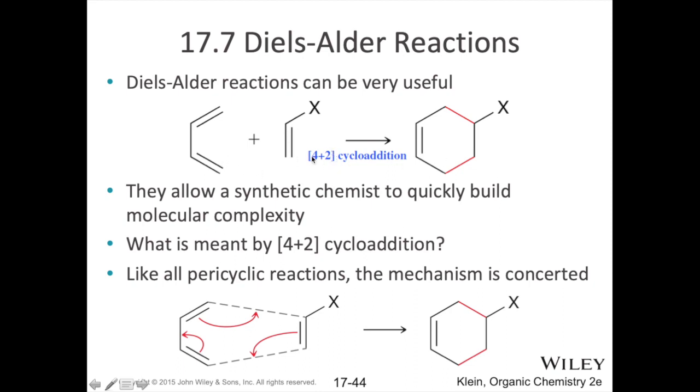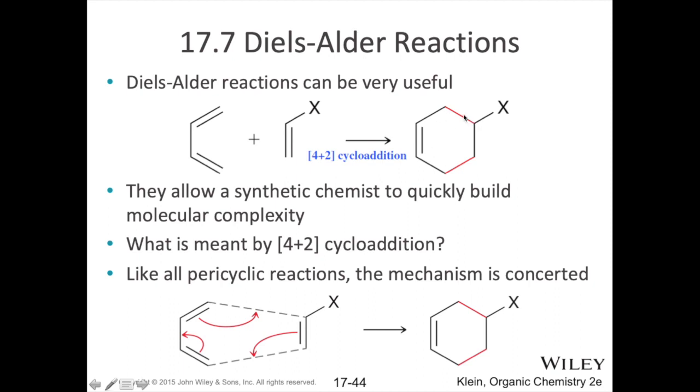Okay, so those 4 carbons and those 2 carbons form the 6-membered ring of our product. All right, and that's why it's a 4+2 cycloaddition. But that's basically the Diels-Alder. You have a diene with the 4 carbons and a dienophile with at least 2 carbons, and they combine to form this 6-membered ring.